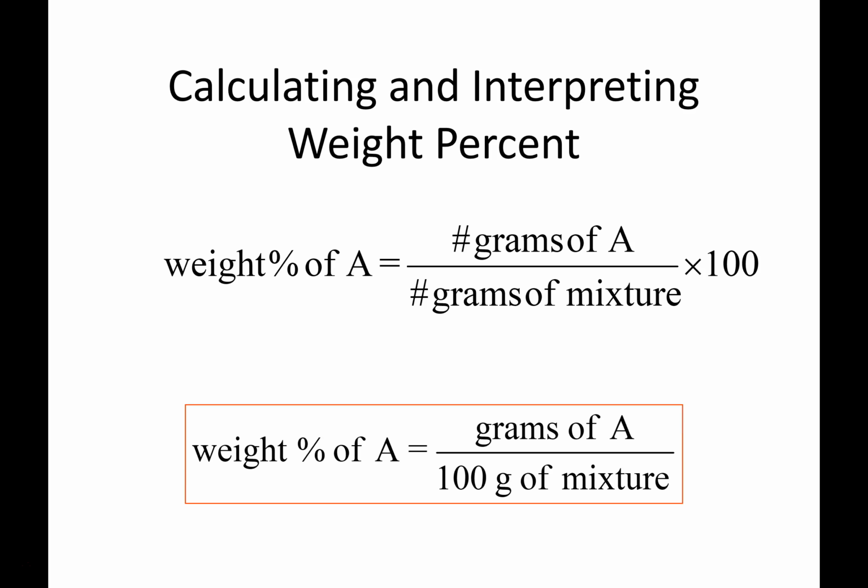So if somebody says it's 3% sodium chloride, 3% NaCl, what that means is that in 100 grams of the mixture, you have 3 grams of NaCl. That's unpacking what percent means. Percent means parts per 100. And if it's weight percent, you can go with anything but grams worth for a while.